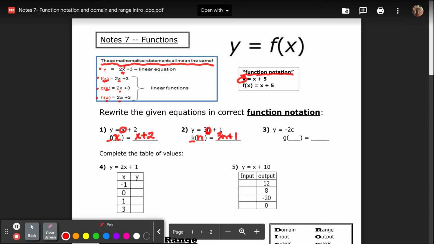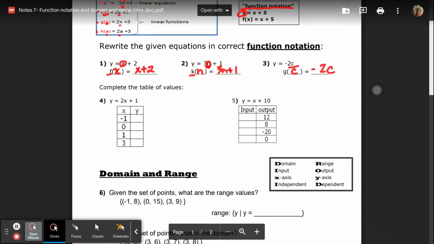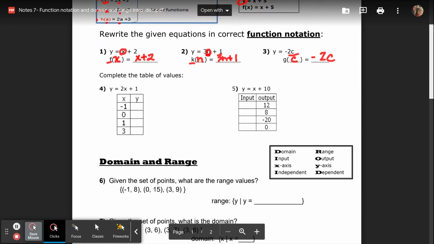Number 3, the outside variable is g. Again, that doesn't matter. But what does matter is that the c that's in that expression, negative 2c, is the same variable. And then we just copy negative 2c. So g of c is equal to negative 2c. All right, let's go on to completing some tables of values.